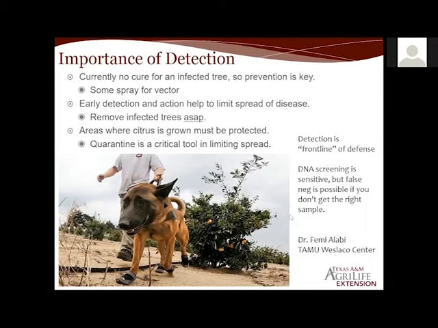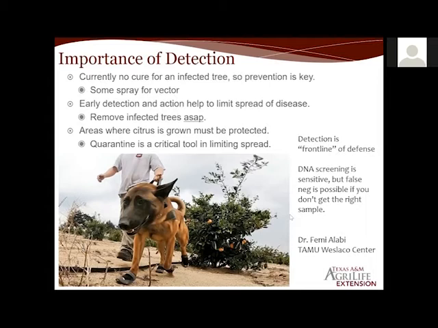So DNA screening is really sensitive, but you can get false negatives if you don't collect a good quality sample. Or let's say you collect from the right side, but the tree was only recently infected, so the left side is where the bacteria has proliferated and it's not fully systemic in the tree. So you can have issues like that.